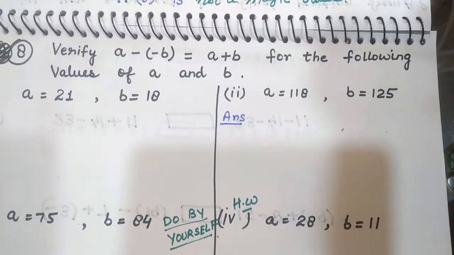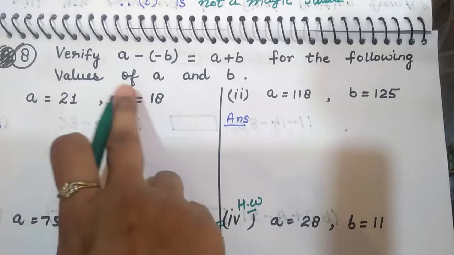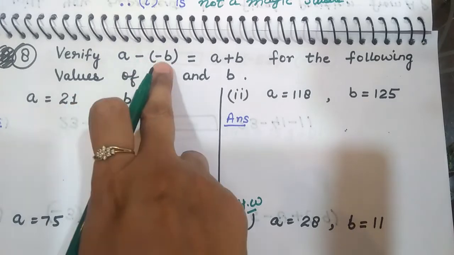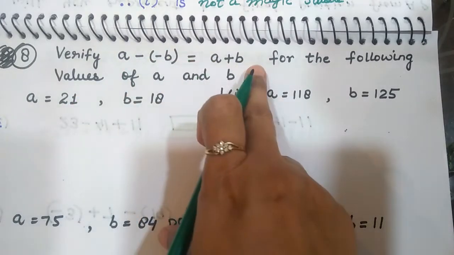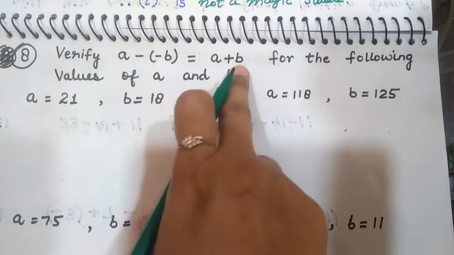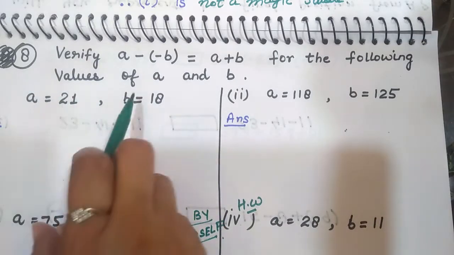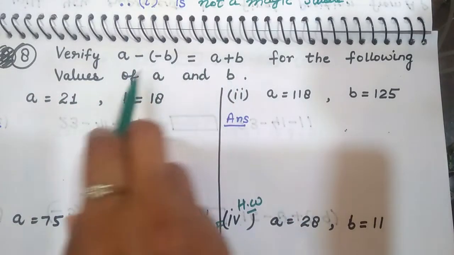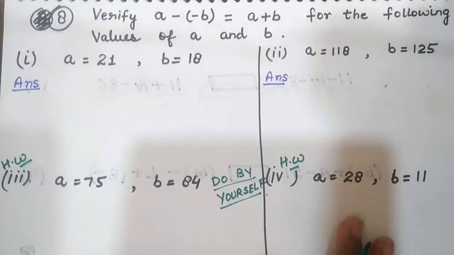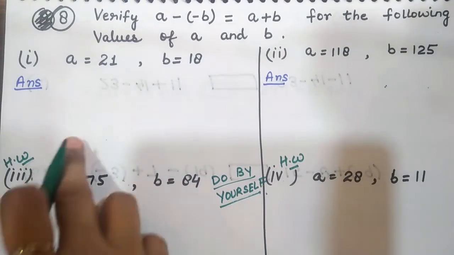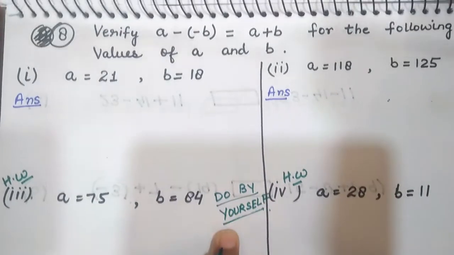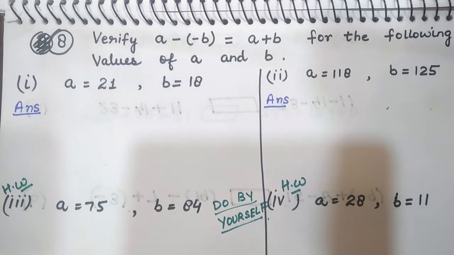Moving towards the next question. Verify a minus of (minus b) is a plus b, meaning one is positive, another is negative, and their subtraction is a plus b. You have to verify this. We know that minus minus becomes plus, but we need to verify, meaning first we put the values of a and b in the left hand side and then in the right hand side and check whether their values are equal or not. Here 4 parts of this question are given. First, 2, 3 and 4. 3 and 4 are homework, do by yourself, and first and 2 I'll solve here.